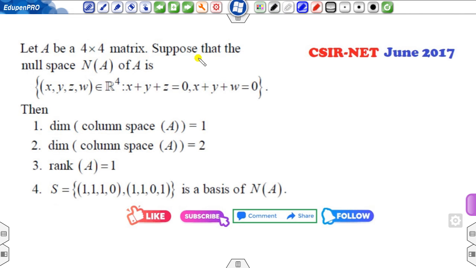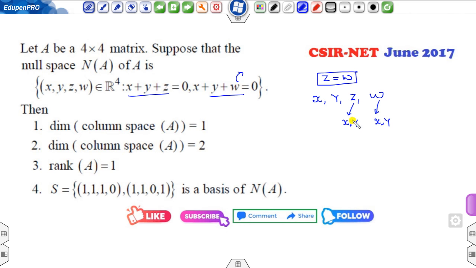A is my 4 cross 4. Suppose the nullity of this. You have the 4 elements. Clearly say from this case, Z is equal to W. Or you can say you have the 4 values. I can write Z in terms of X and Y. W again in terms of the X and Y.